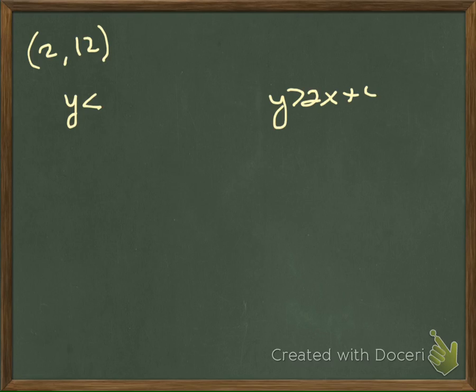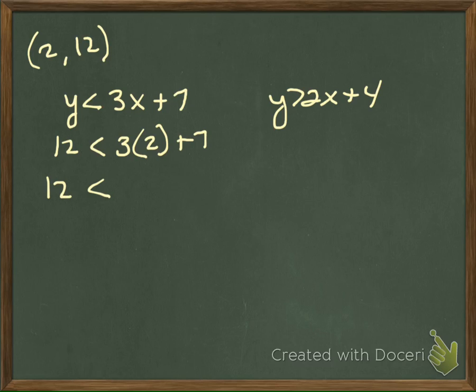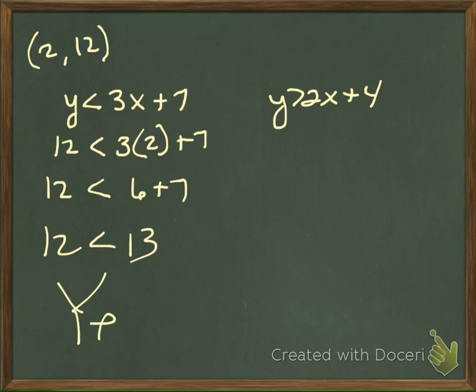So let's go to our inequalities again. Our point is (2, 12). The first inequality is y is greater than 2x plus 4. And the other one is y is less than 3x plus 7. Let's plug them in. What's our y? 12. What's our x? 2. 12 is less than 3 times 2, which is 6, plus 7. 12 is less than 13, right? It works for that one.